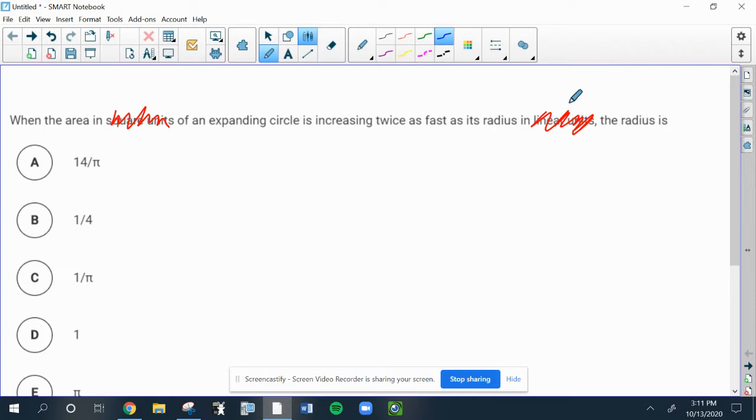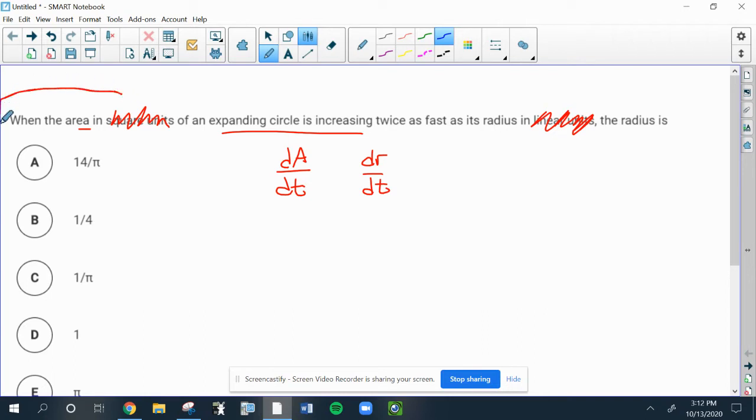When the area of an expanding circle, so the circle is getting bigger, is increasing. So what they're talking about is the rate at which it's changing. So when they say the area of an expanding circle, they're talking about dA/dt. It's increasing twice as fast as its radius. So that's implying that the radius is also increasing, and the area is increasing twice as fast as the radius is. So the rate at which the radius is increasing is dr/dt.